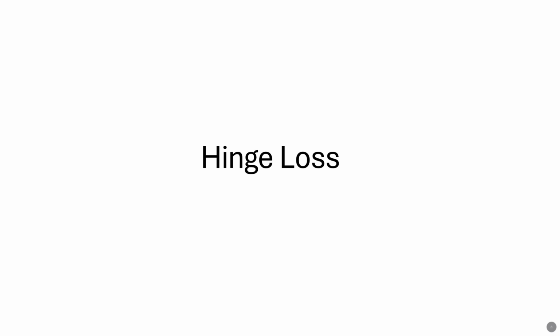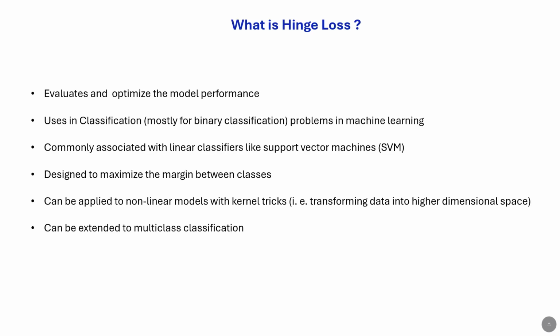Let's talk about hinge loss. Hinge loss is an important concept in machine learning, especially in classification problems and support vector machines or SVMs. It is primarily used to measure how well a model's predictions align with true labels, particularly in binary classification tasks. Hinge loss encourages the model to have a large margin between different classes.